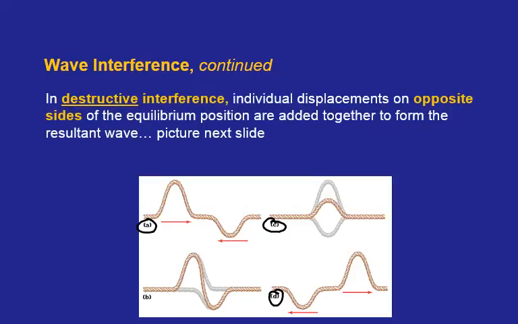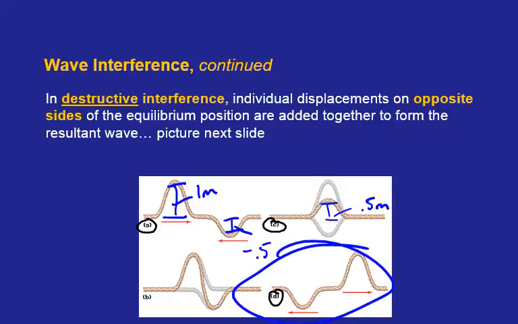Now, destructive interference is where they're on opposite sides. The amplitudes are on opposite sides. We have the displacements on opposite sides. Let's say that this was a meter and this was half a meter. Well, when they interfere, this is on the negative side, so the resultant would be 0.5 meters here. And then afterwards, they continue like nothing happened.